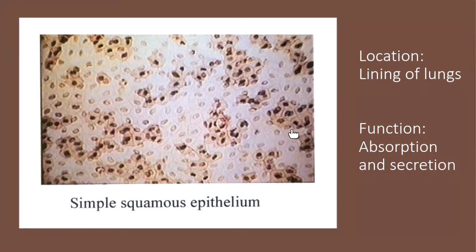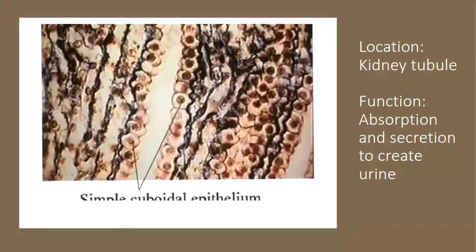Now this is located in the lining of your lung, and it's in many places, but this is an image from the lungs or the alveoli, and its function is for absorption and secretion, here specifically of gases. So most simple squamous is going to be absorption and secretion. Here specifically it's of the gases.